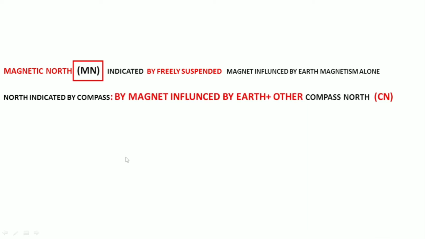Freely suspended, it would be pointing towards magnetic north, and a magnetic compass which is influenced by more, as I said, would be pointing towards compass north. It will deviate from the magnetic north. The angle between magnetic north and compass north is called deviation.